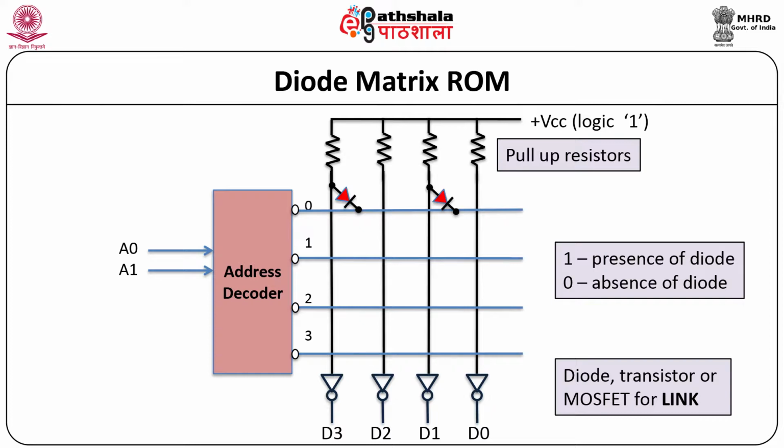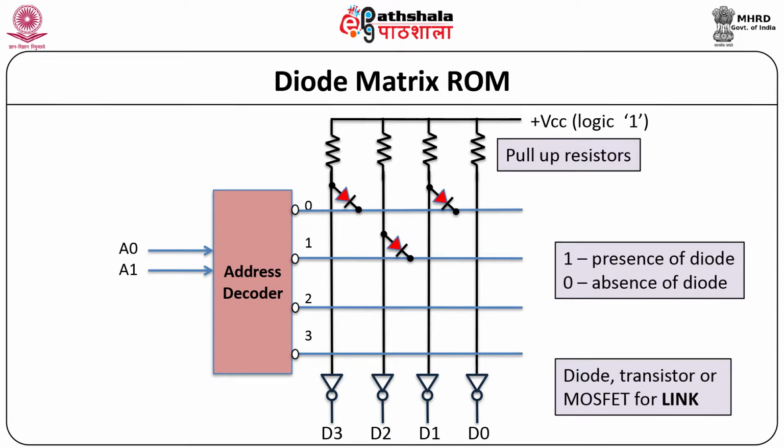When the memory address is 00, the data stored in the ROM is 1010. Thus, diodes are present in the first and third column. These diodes are turned on as row 0 is activated, that is, made 0. This will make D3 as 1, D2 as 0, D1 as 1 and D0 as 0.